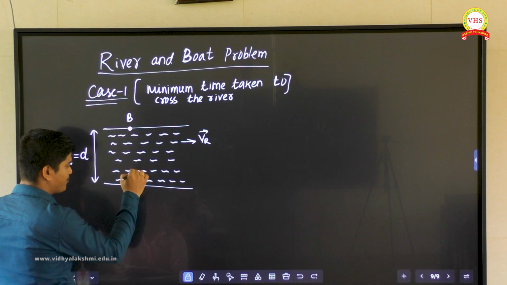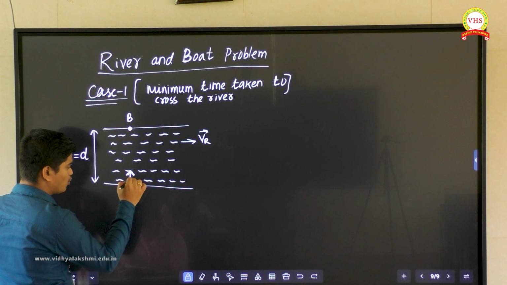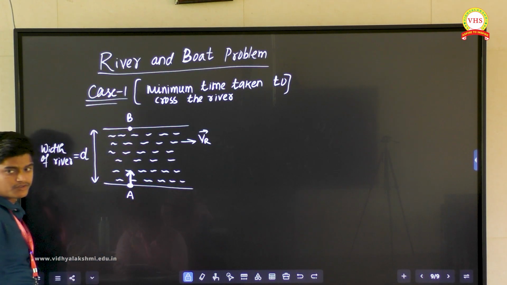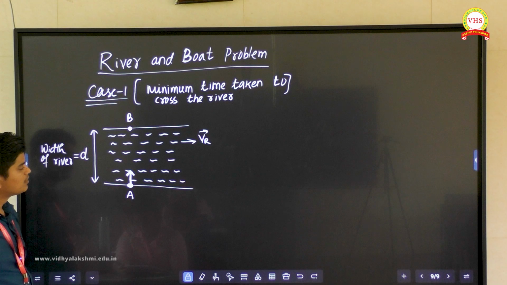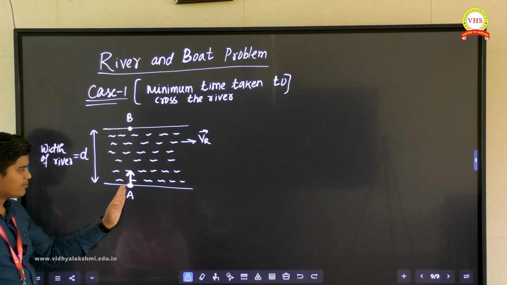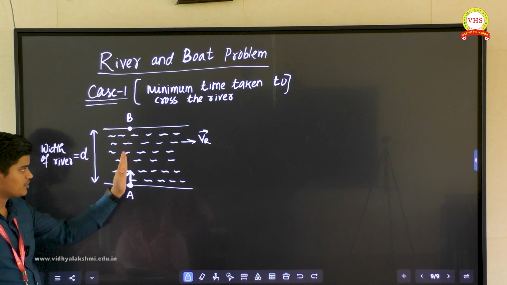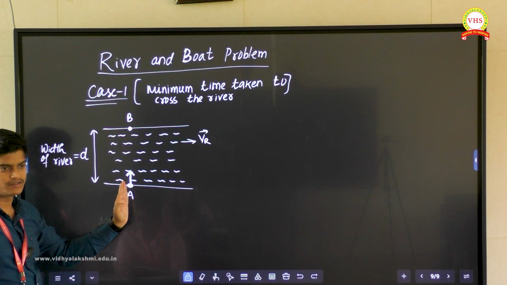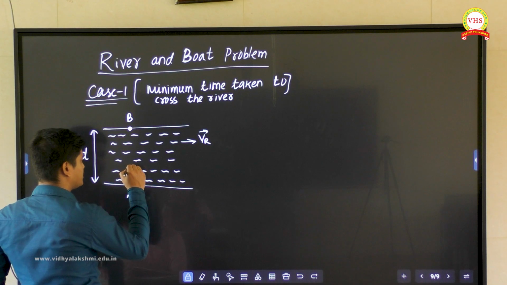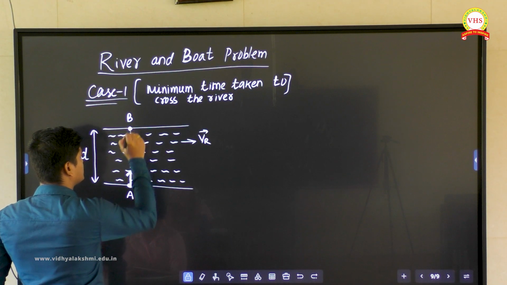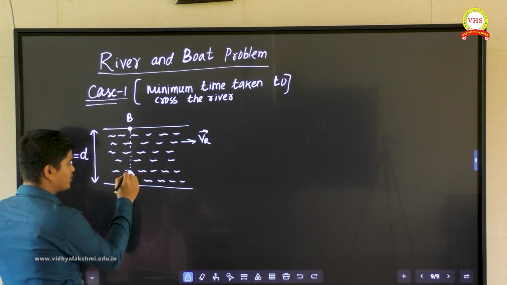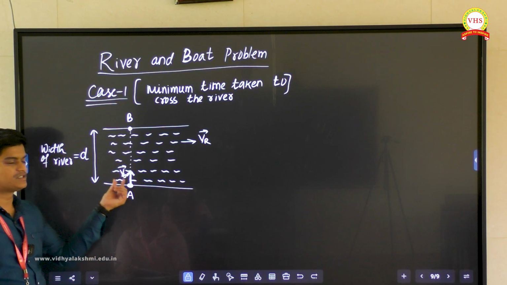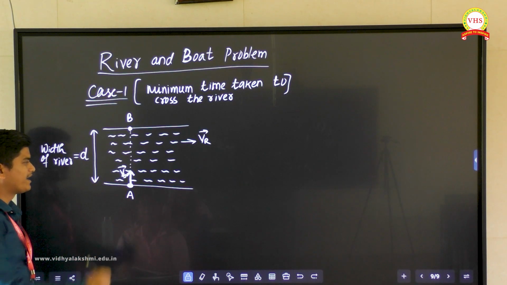Now here you have one boat at point A. This boat wants to go to the other side. He started moving in the vertical direction, exactly opposite to B, with a certain velocity, that is VB, the boat velocity. Yes or no? But what is happening here?